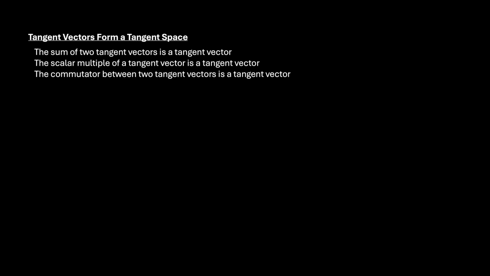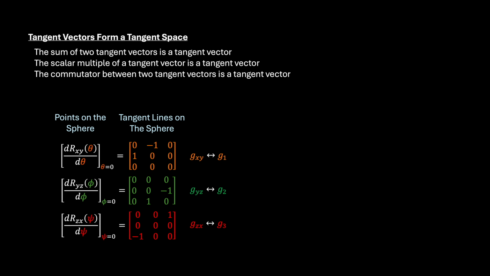Tangent vectors are nice linear objects, and they obey all the rules that regular vectors do: the sum of two tangent vectors is another tangent vector, the scalar multiple of a tangent vector is another tangent vector, but also the commutator between two tangent vectors is also a tangent vector. But in order for this last condition to work, we need things called structure constants. Since derivatives are tangents to their corresponding curves, the generators are represented by tangent vectors on the sphere, and we can see that in this animation.